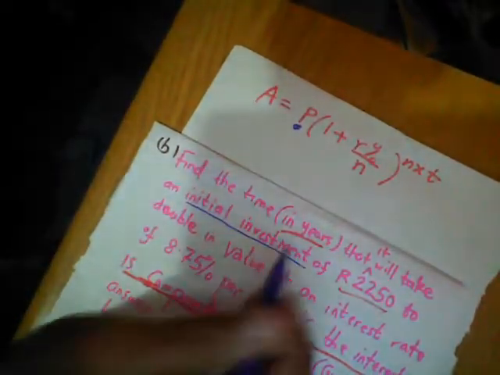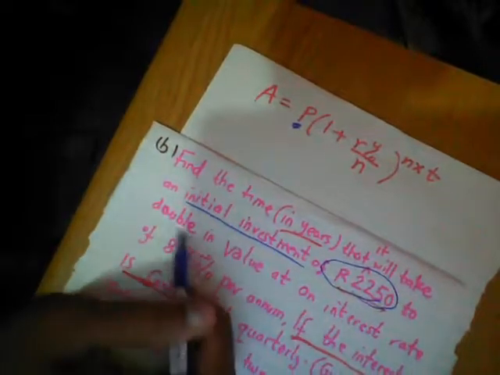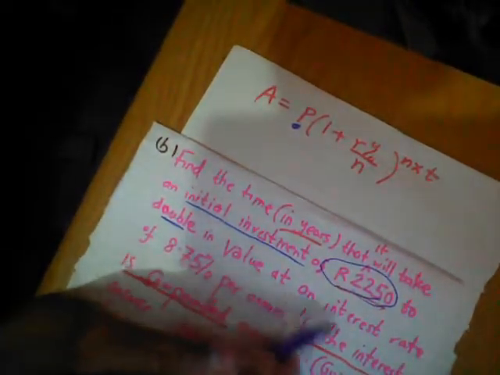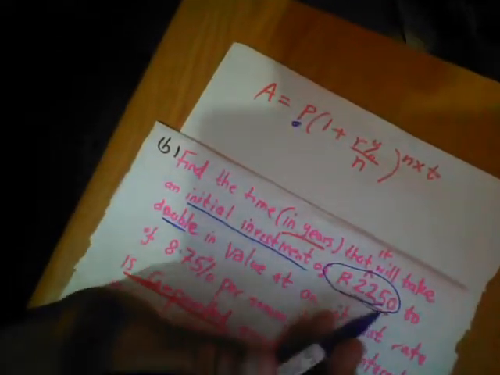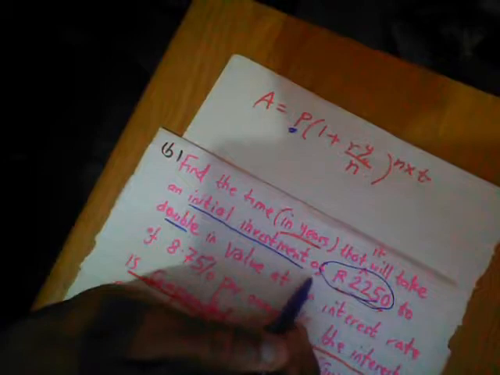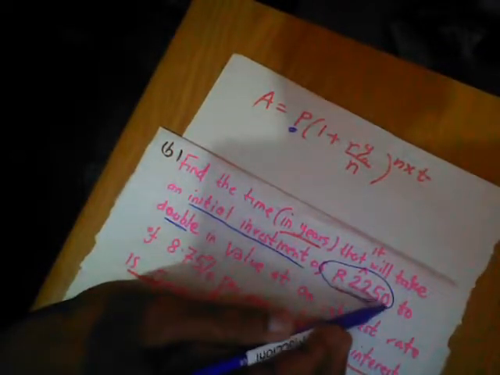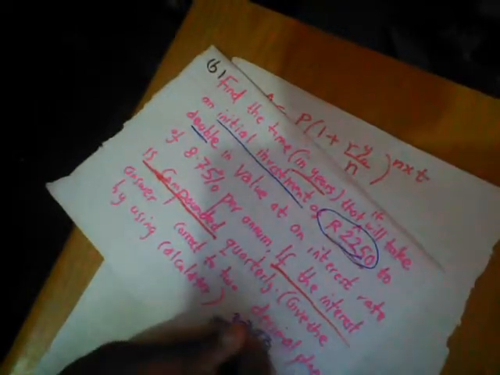So if this is the principal amount, what is the principal amount? It's 2250. If you double, how long will it take for this amount to double up? Means how long is it going to take for this amount to become double? What is double? When you double, you times by 2, right? 2250 times 2. So what are we going to get? It has to be 4,500. So how long does it take this amount to become 4,500?